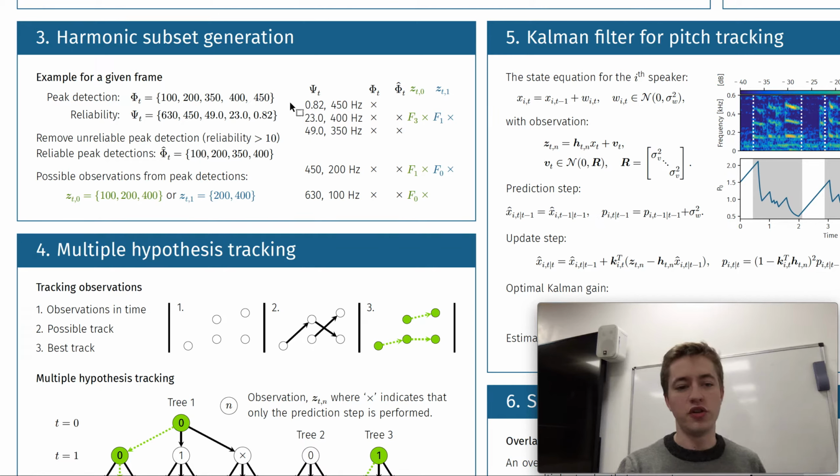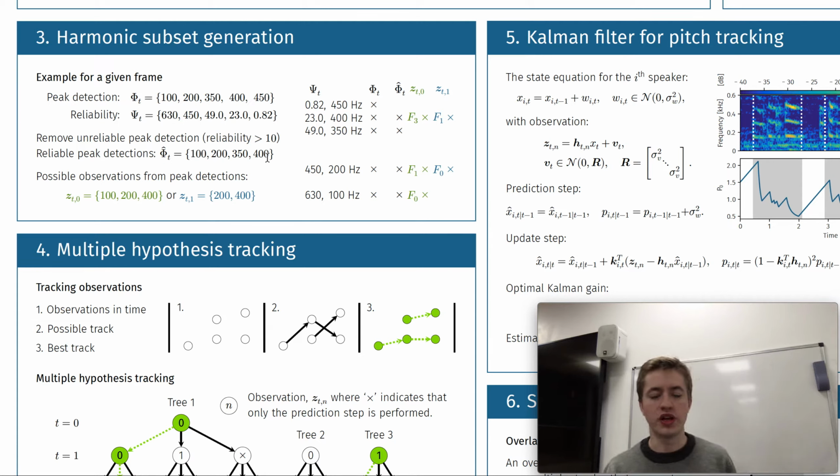Well, the first thing we do is we remove unreliable detections, and we do that by setting a threshold on this reliability measure, which actually just measures the intensity of the peak. So if the peak is not very intense, if there's not much energy in that peak, then it's removed. So you can see that we start off here with 5 peaks, and we remove one, so we end up with just these 4: 100, 200, 350, and 400, because this value is obviously less than 10.